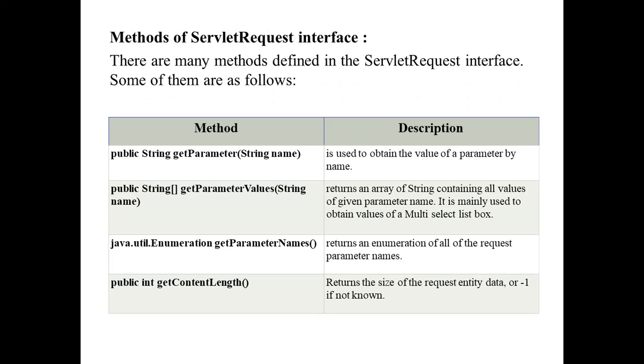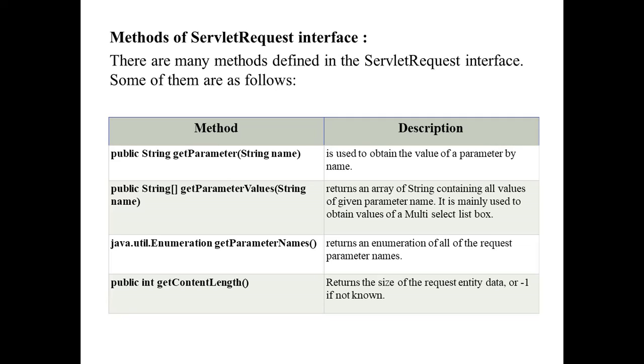Let's see some methods of the ServletRequest interface. There are many methods defined in the ServletRequest interface. Some of them are as follows. First method is getParameter, having the parameter String name. This method is used to obtain the value of a parameter by name. Means using the name, obtain the value of the parameter.